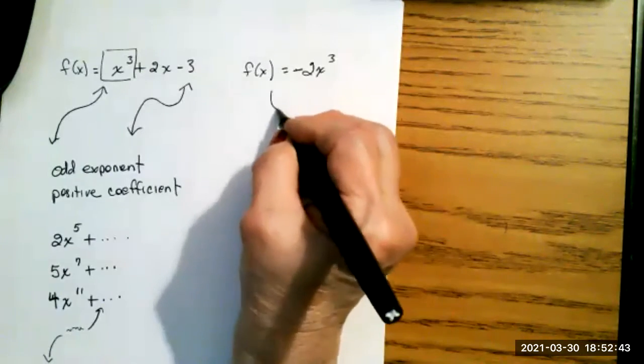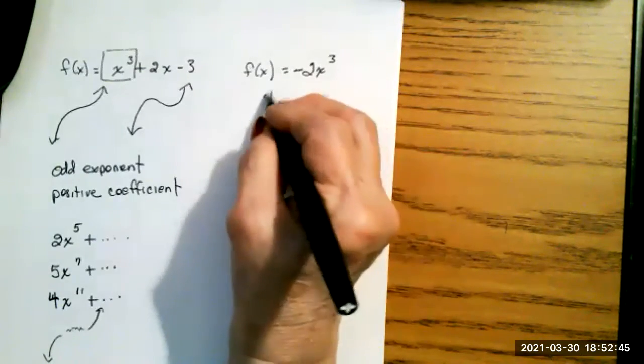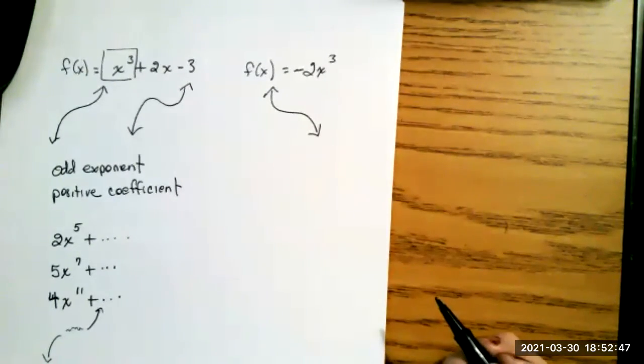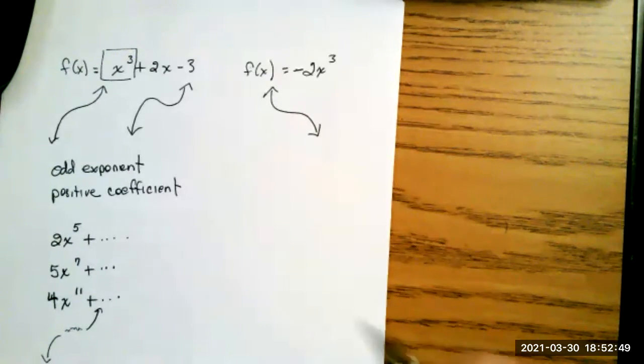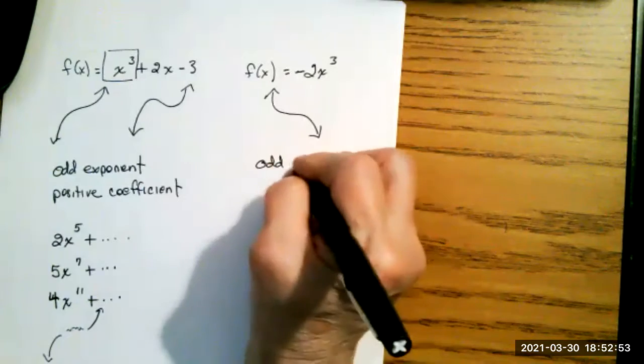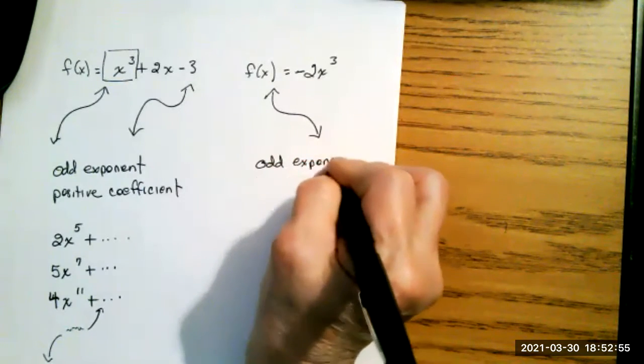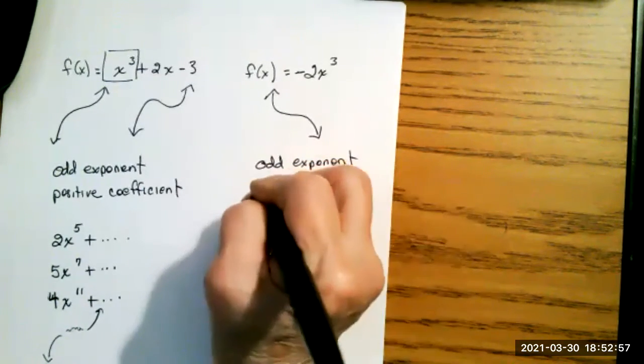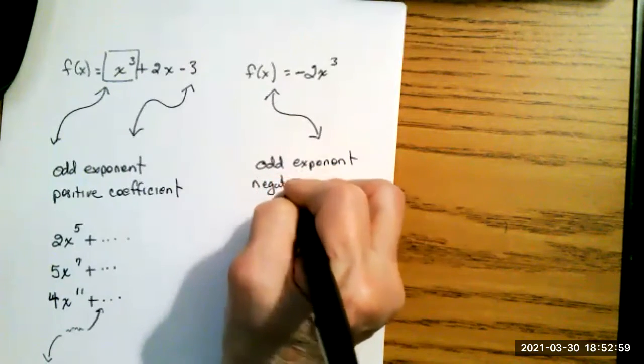Does it go down to the right and up left? Yep. Goes up left and down right. It flips it. So this is when you have an odd exponent and a negative coefficient.